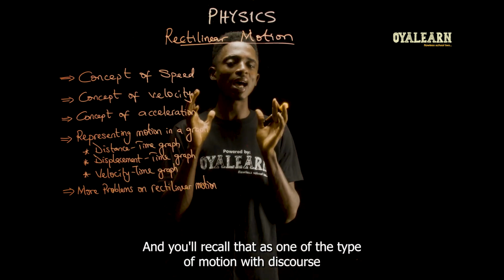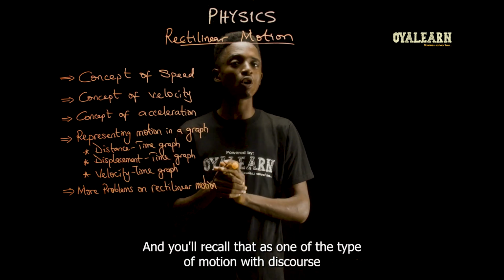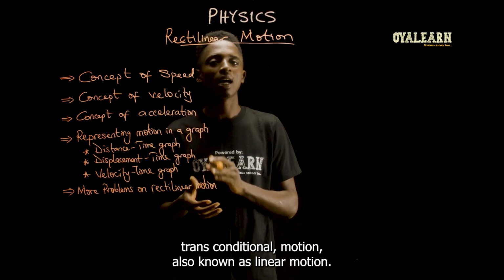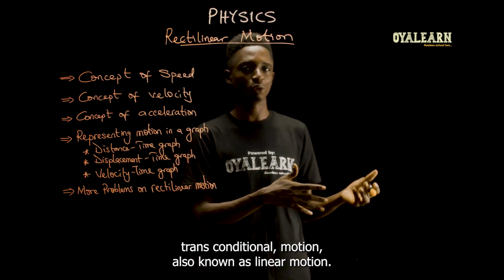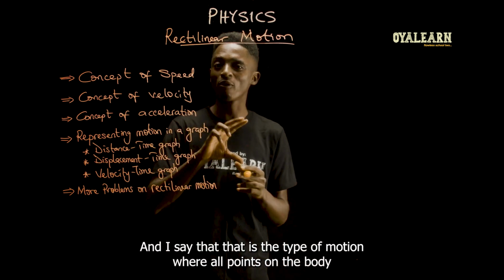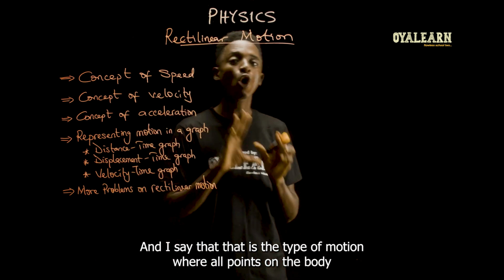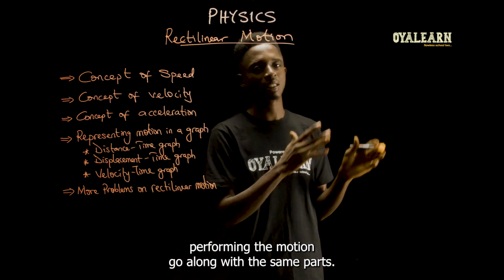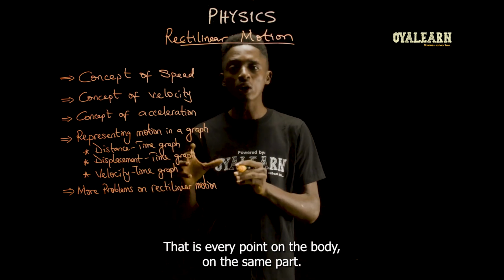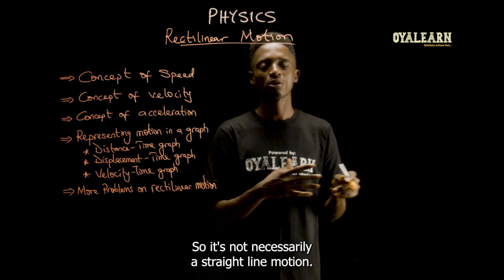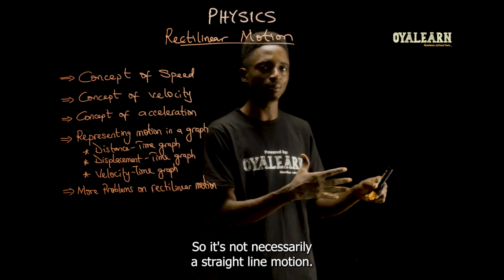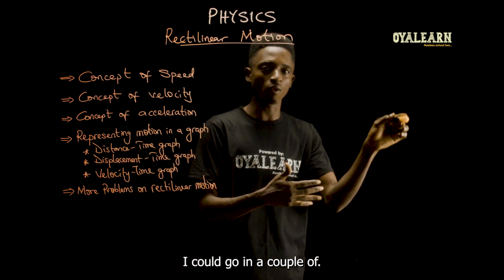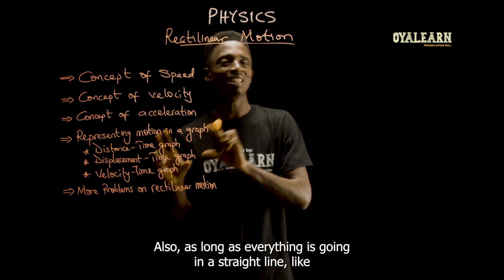And you recall that as one of the types of motion, we discussed translational motion, also known as linear motion. And I said that is the type of motion where all points on the body performing the motion go along the same path. That is, every point on the body is on the same path. So it's not necessarily a straight line motion. It could go in a curve also, as long as everything is going along the same path.